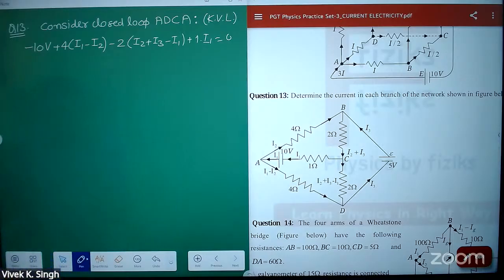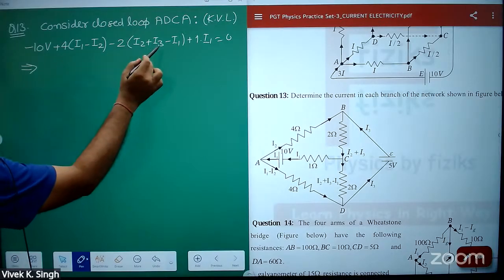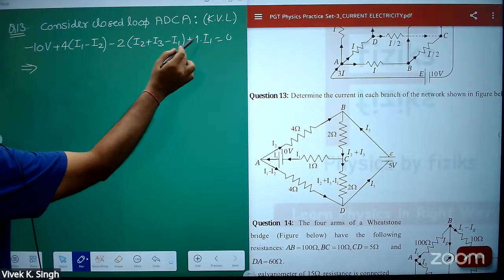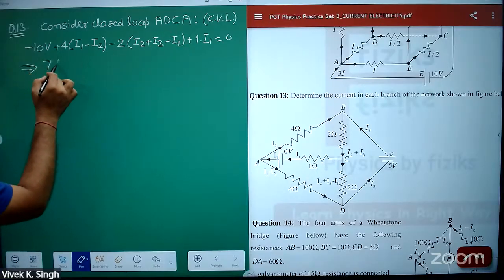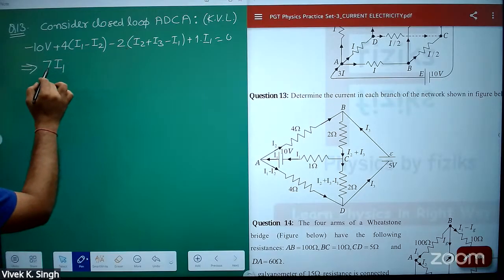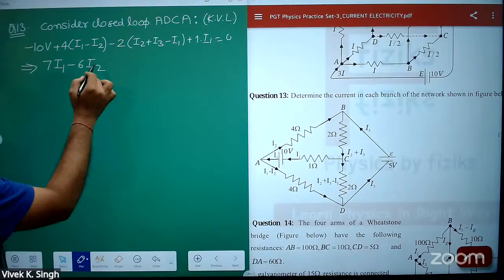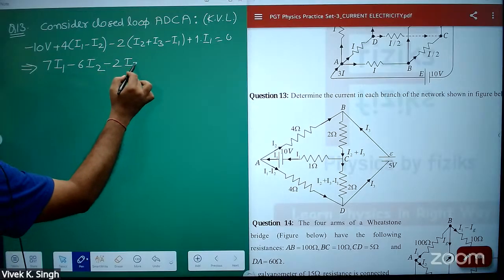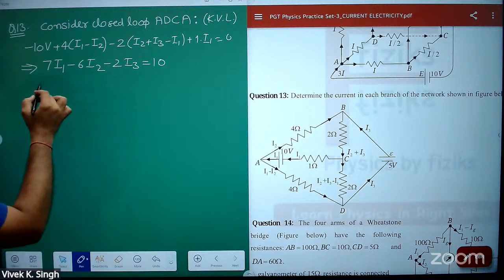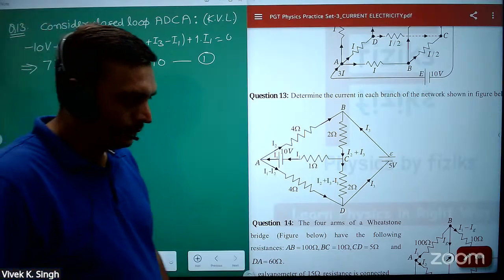Now you should rearrange this particular equation. If you write this, this is 4I1 plus 2I1 plus I1, which is 7I1. What about I2? Minus 4 minus 6, so this is minus 6 I2. And then I3 is minus 2 I3. This is equal to 10. So take this as equation 1. Clear?